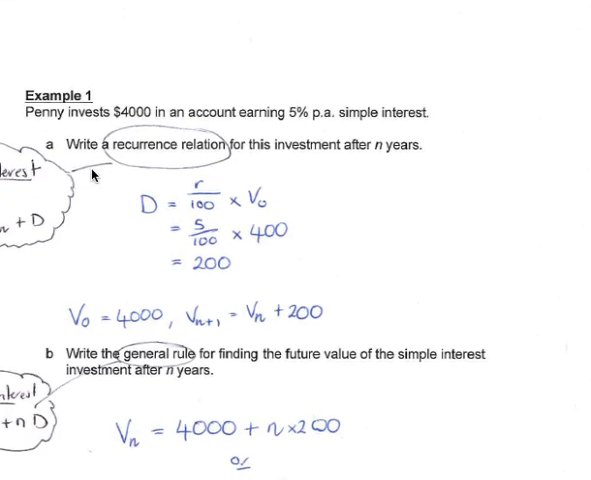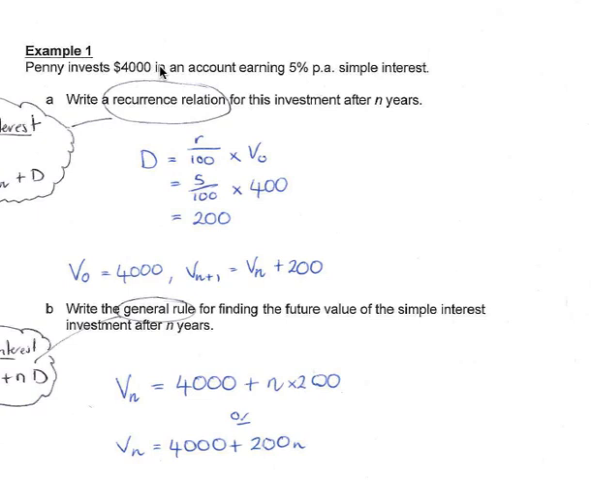Okay, so we're going to have a look at example 1. Penny invests $4,000 in an account earning 5% simple interest per year. The recurrence relation for this investment after n years, we are going to write as follows. We need to find out the actual rate, or the D value, which is R, the rate, which is 5%, over 100, times by the initial value being 4,000. That gives us a value of 200, or actually that's 5% of 4,000, that should be written there. So 5% of 4,000 is 200.